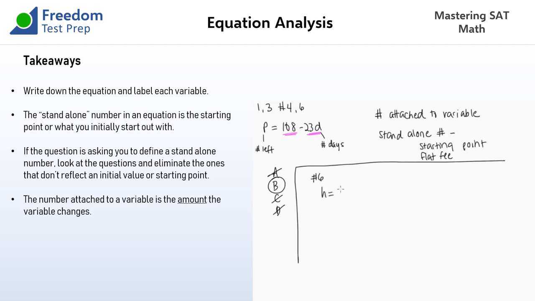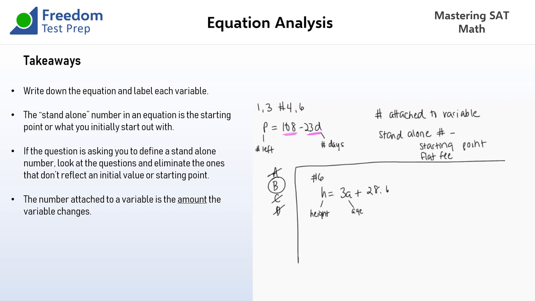H equals 3A plus 28.6. And it says a pediatrician uses the model above to estimate the height H. So H is height, and I always like to write it down, in inches, of a boy in terms of the boy's age, A, in years, between the ages of 2 and 5. Based on the model, what is the estimated increase in inches of a boy's height each year?